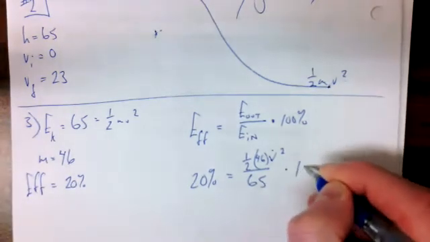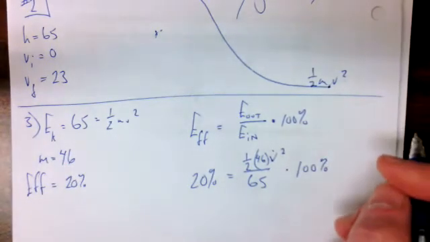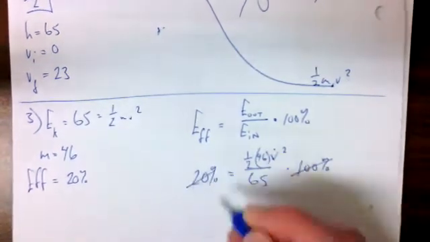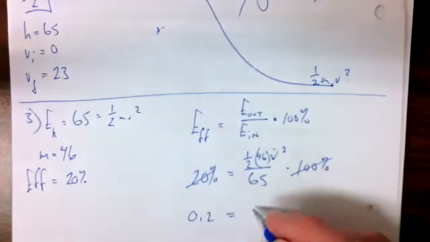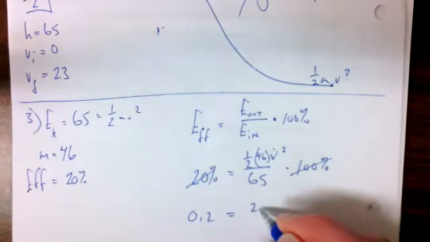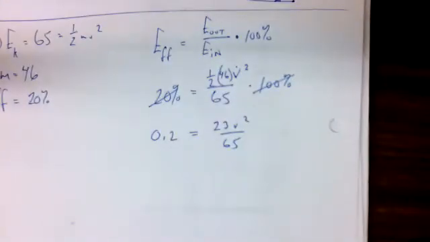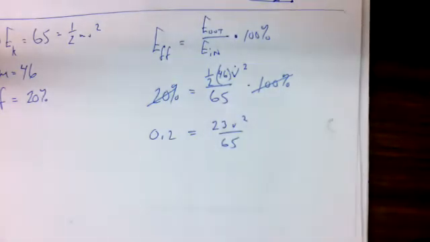Well, here we have this also times 100%. So if we divide both sides by 100%, this will be 0.2 equals half of 46 is 23, v squared over 65. Can we just put 0.2 in right away on one side? I was going to, but yeah, you can, as long as you're not doing this on the other side. It's all it's doing is changing the number you have to a percentage.